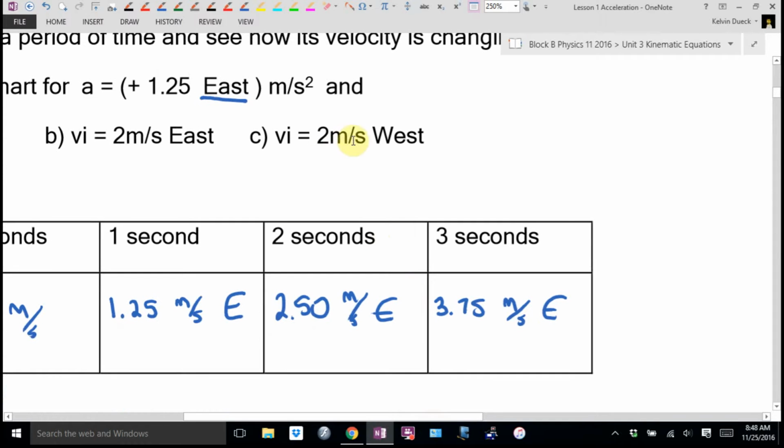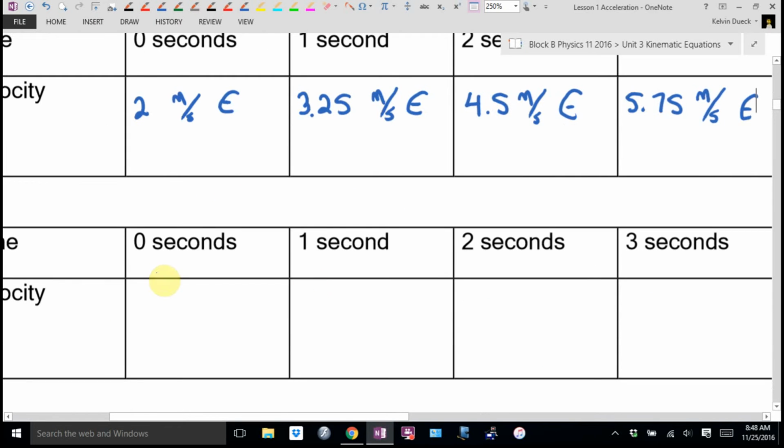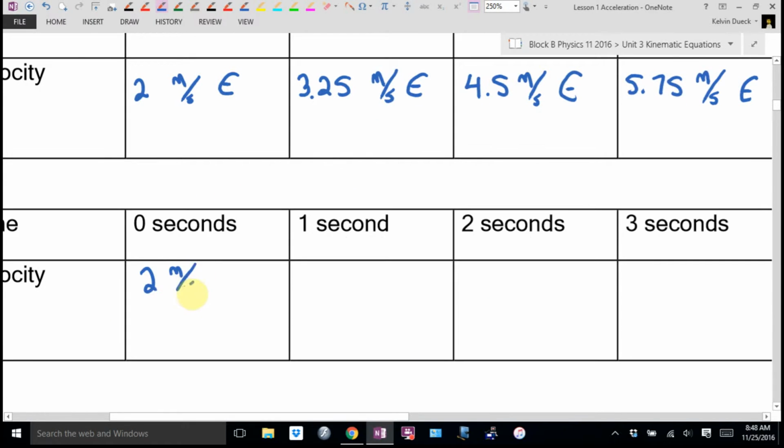Okay, now it's going to get a bit trickier. We want to go 2 meters per second west. What would be another way to write that so that I had east here? How could I write 2 meters per second west as east? Yeah? -2. I think it might be handier for us to think of it as a negative and our acceleration as a positive.